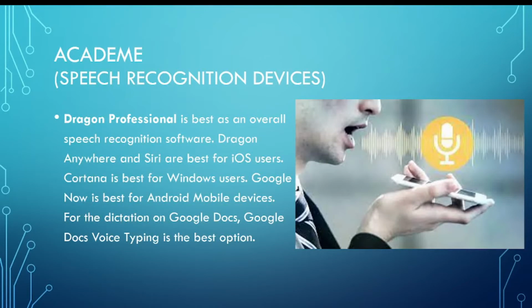The DSP devices used in academe, one of those is speech recognition devices. Dragon Professional is best as an overall speech recognition software. Dragon Anywhere and Siri are best for iOS users. Cortana is best for Windows users. Google Now is best for Android mobile devices. For dictation on Google Docs, voice typing is the best option.